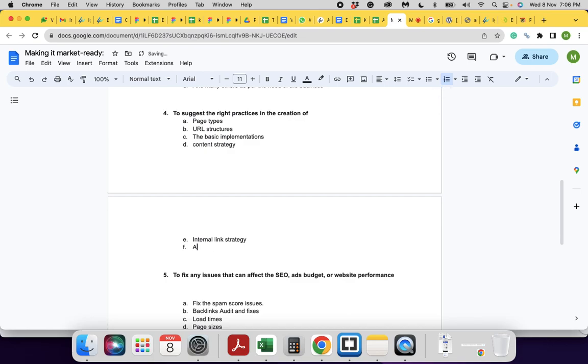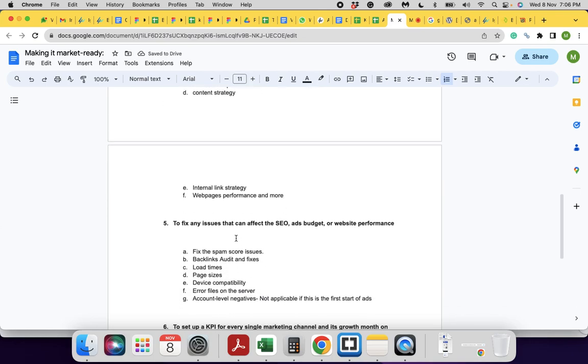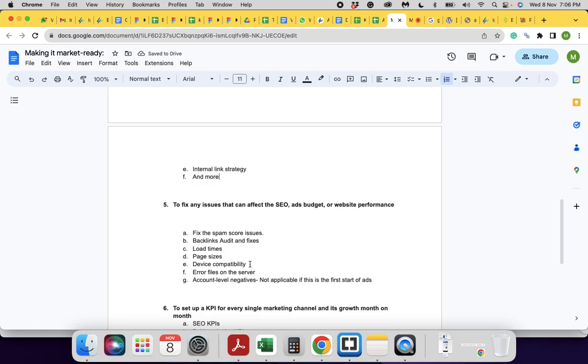Internal linking, web pages, performance, and more. Here we have put load times, page sizes, device compatibility, error files on the server, account level negatives. So if we are running Google Ads, we will look into these things as well.